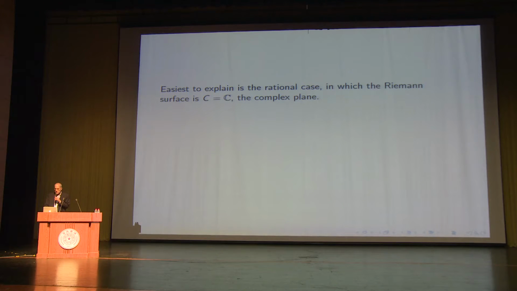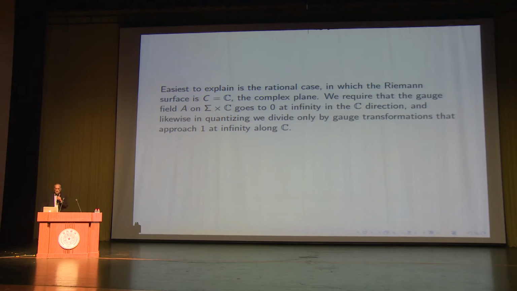Simplest to explain is the rational case in which the complex manifold is just the complex plane. So here the boundary condition we need is just that the gauge field is 0 at infinity in the C direction, and that in quantizing we only divide by gauge transformations that are 1 at infinity.